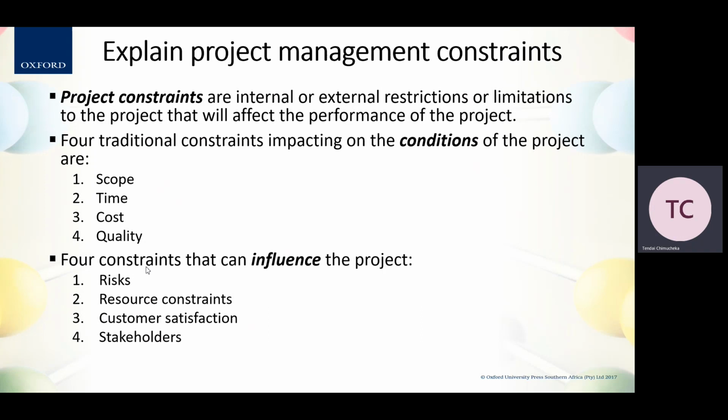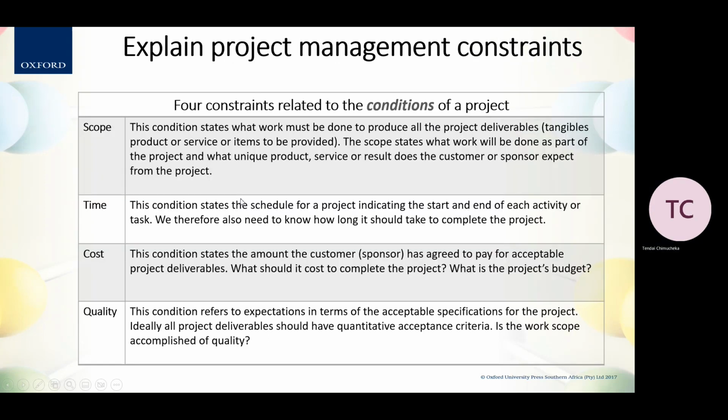Then there are also four constraints that can influence the project. One being risks involved. Projects are associated with risk, so risk ought to be considered. Then also resource constraints. Resources are limited, but they have to be used or invested carefully in projects. Then the issue of customer satisfaction, to ensure that the client is satisfied with the deliverables of the project and also the stakeholders that are involved. Those can actually put pressure on project managers when they are managing projects.